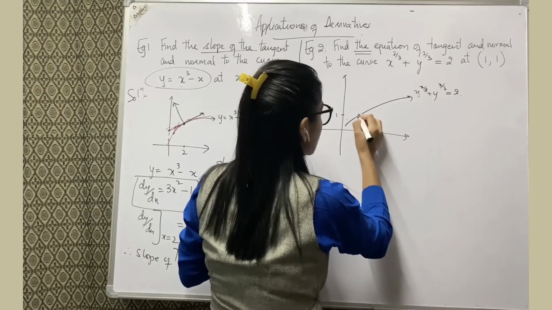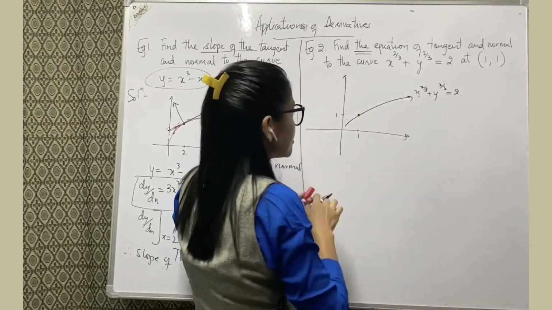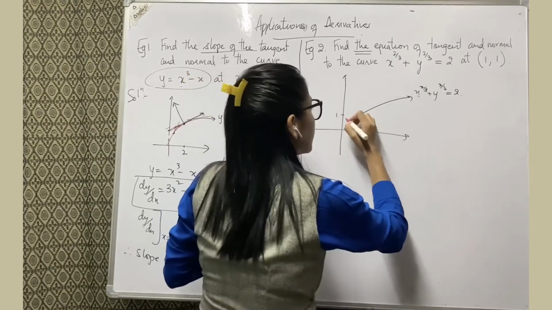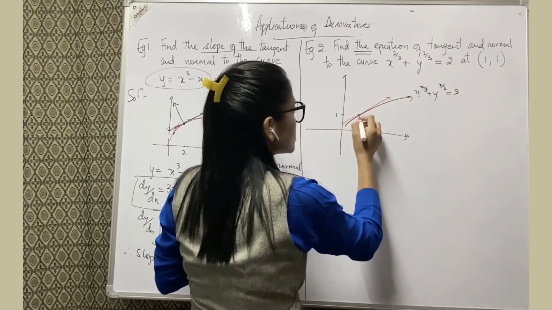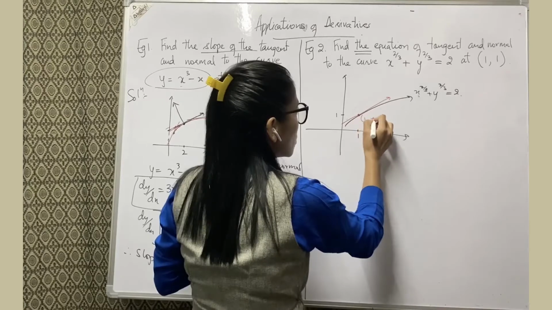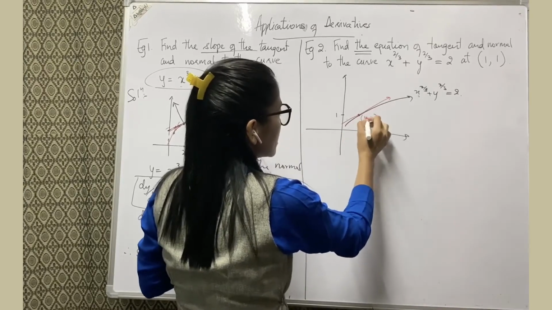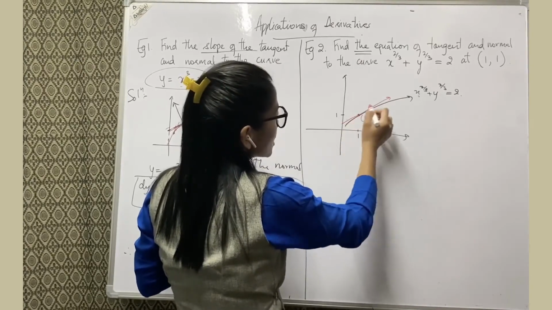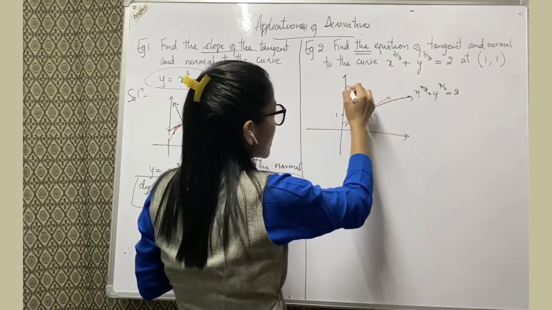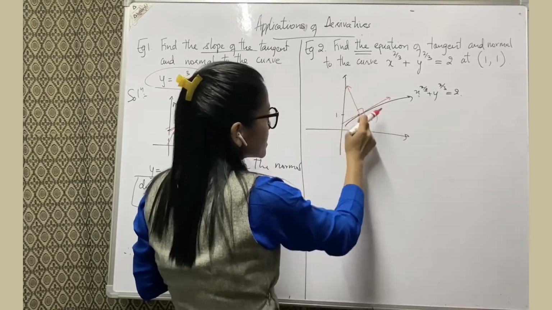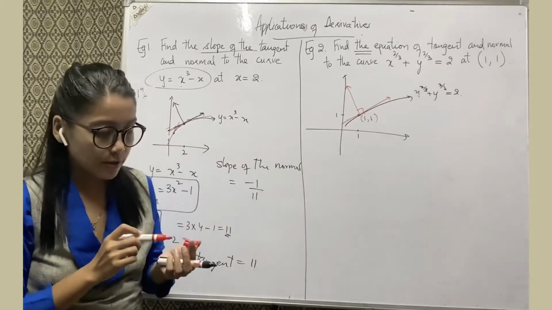So at this point you get a tangent at 1, 1. You are asked to find the equation of this tangent and the normal to this tangent. So you have to find the equation of this line and this line. This is the question.